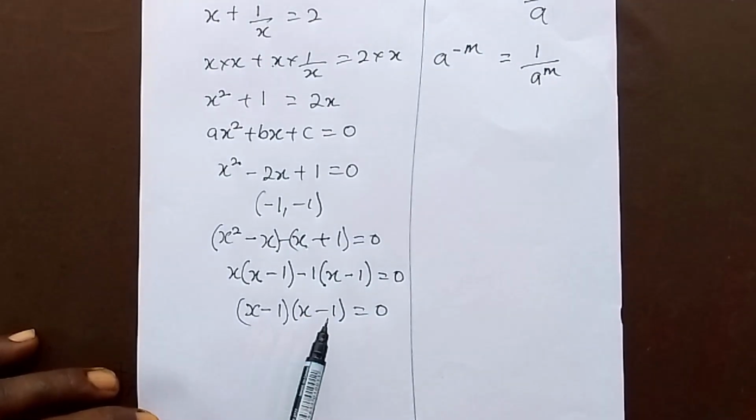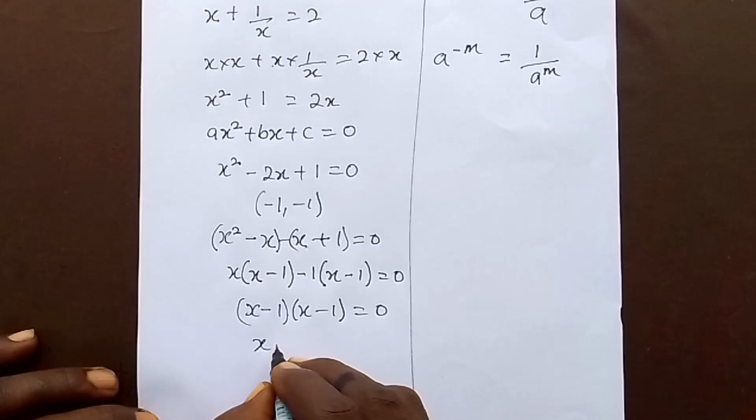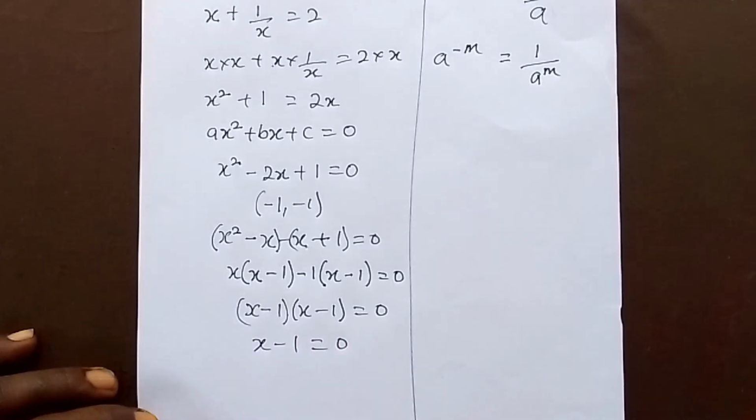Now we have x minus 1. Since they are the same, just take 1 and equate it to 0. So x minus 1 equal to 0. X is equal to 0 plus 1. So x is equal to 1.